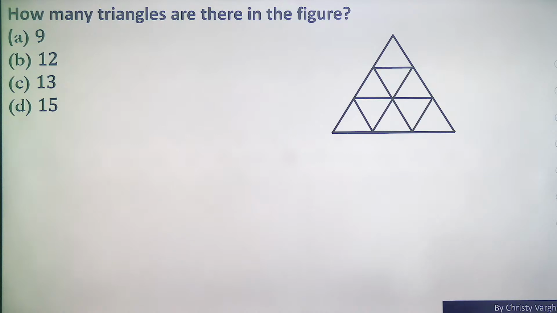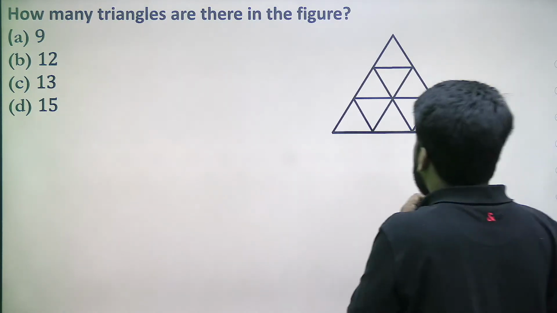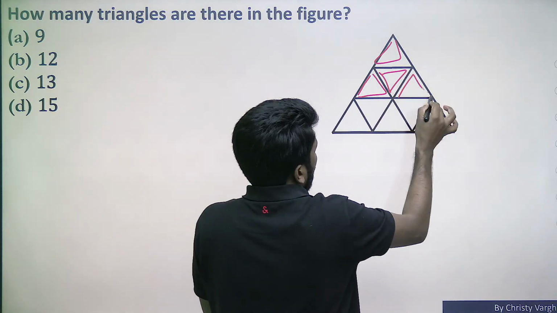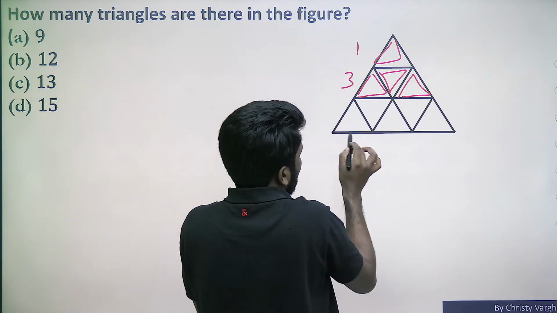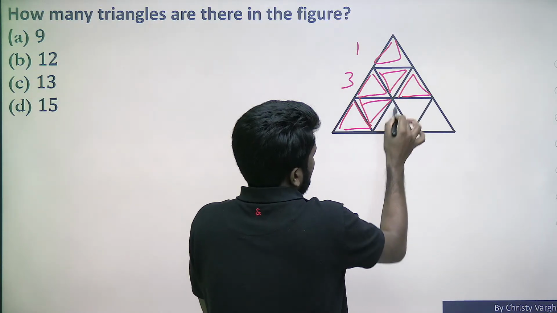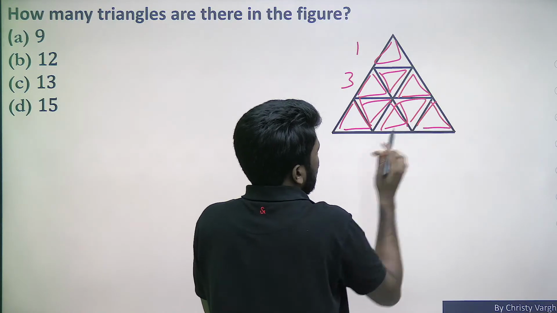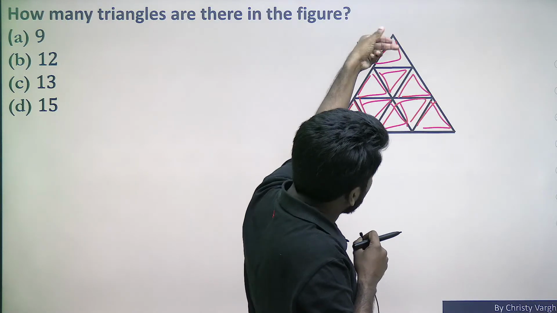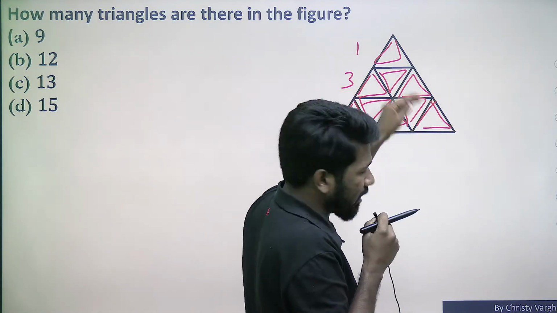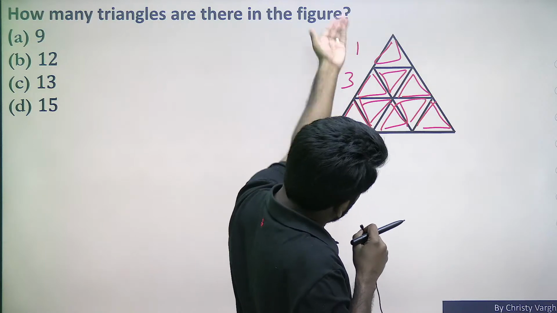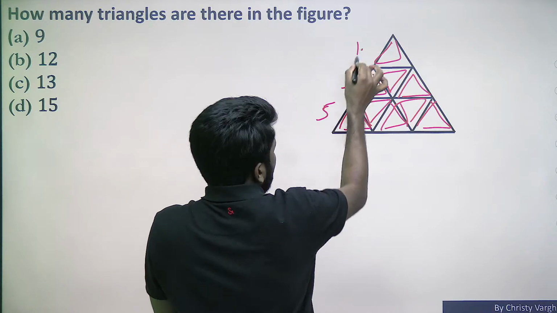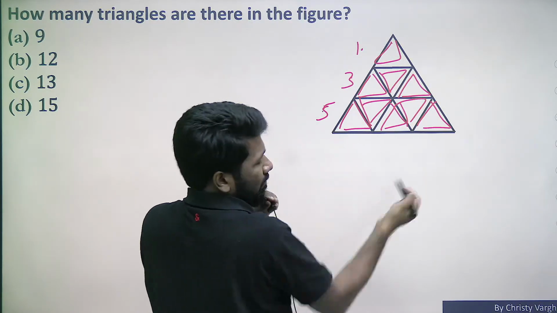C option, D option, B option. Many options. Let's see. So let's take the smallest triangles: 1, 2, 3, 4. That means first row 1, second row 3, third row 5. So it is increased by 2 each time. Yeah, actually if you think about it logically also, you can see this triangle, you invert it and then attach 2 triangles. Then this shape, you invert it and attach 2 triangles. So 2 triangles will increase. So 1, 3, 5. If one more row was there, 7 will be there.